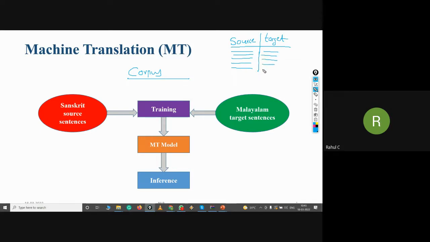This collection of source and target sentences is known as a data collection. This is generally known as a corpus, a large collection of data, and it should be a parallel corpus. Why? Because if there is an input sentence, there should be a corresponding output sentence. Otherwise you cannot train the model. There is an input sentence, there is an output sentence. There is another input sentence, there is another output sentence. Like this, you have to define your parallel data.